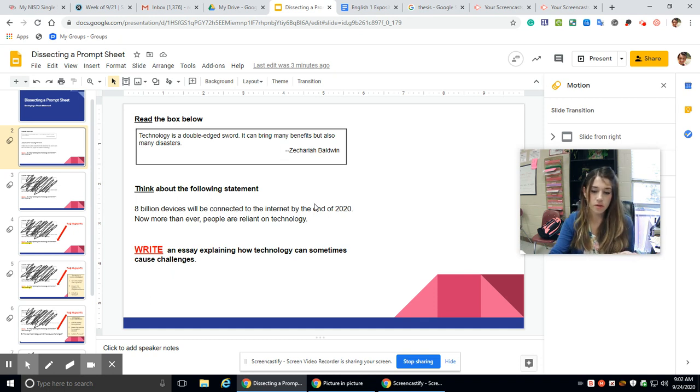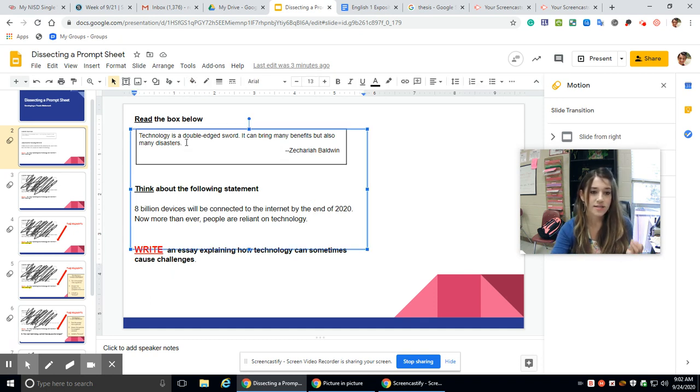So read the box below. It says, technology is a double-edged sword. It can bring many benefits, but also many disasters. So this prompt is about technology. It can be good and bad. Next it says, think about the following statement. 8 billion devices will be connected to the internet by the end of 2020. That's a lot of devices. So now more than ever, people are reliant on technology. And now we're going to get to the write statement. It says, write an essay explaining how technology can sometimes cause challenges.